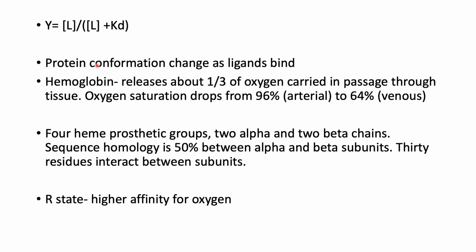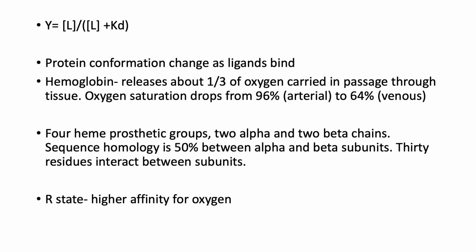The conformation of the protein changes as the ligands bind. Hemoglobin, for example, will release about 1/3 of its oxygen as it's carried through tissue, and your saturation goes from 96% on the arterial side to 64% on the venous side, about 1/3. And again, there's 4 prosthetic groups, 2 alpha, 2 beta. The sequence homology is 50% between alpha and beta subunits, and there are 30 residues that interact between subunits.